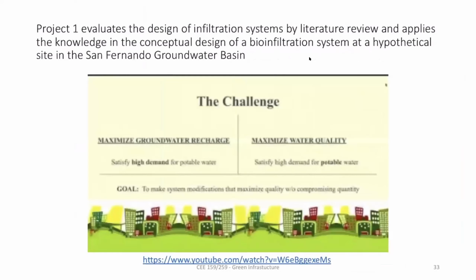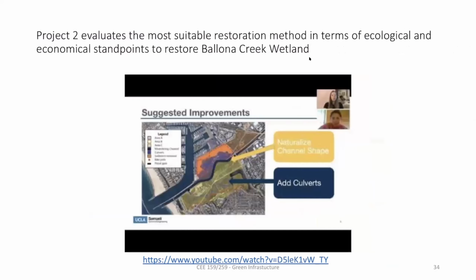So these are the links I gave you. There are 7 projects last year. I wrote the title, what it does. Project 1 evaluates the design of bio-interpretation systems by literature review and applies the knowledge in the conceptual design of a biointerpretation system at a hypothetical site in the San Fernando groundwater basin. So basically, they did a literature review, and then they did the design for a hypothetical site. That means it's not a real site.